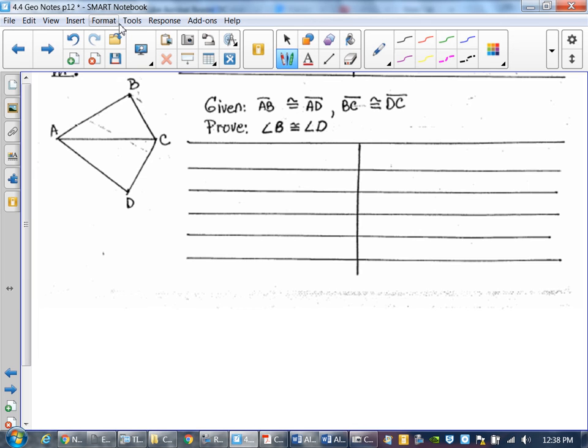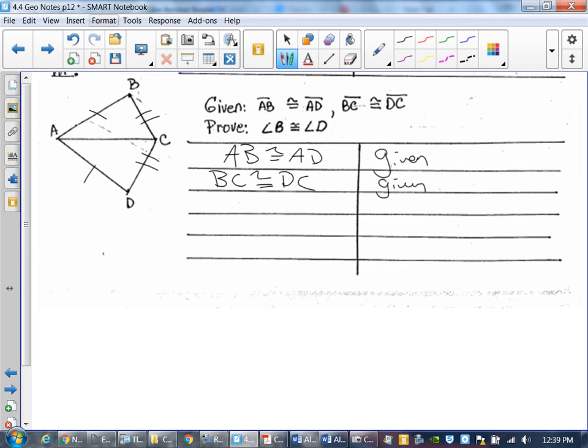Flew right through it. You had AB congruent to AD. Please, please, please, make sure you're marking your diagrams. And there's your first step. That doesn't have a definition, it doesn't have anything else to say except just that. Go to the second one. BC and DC. Again, mark it.